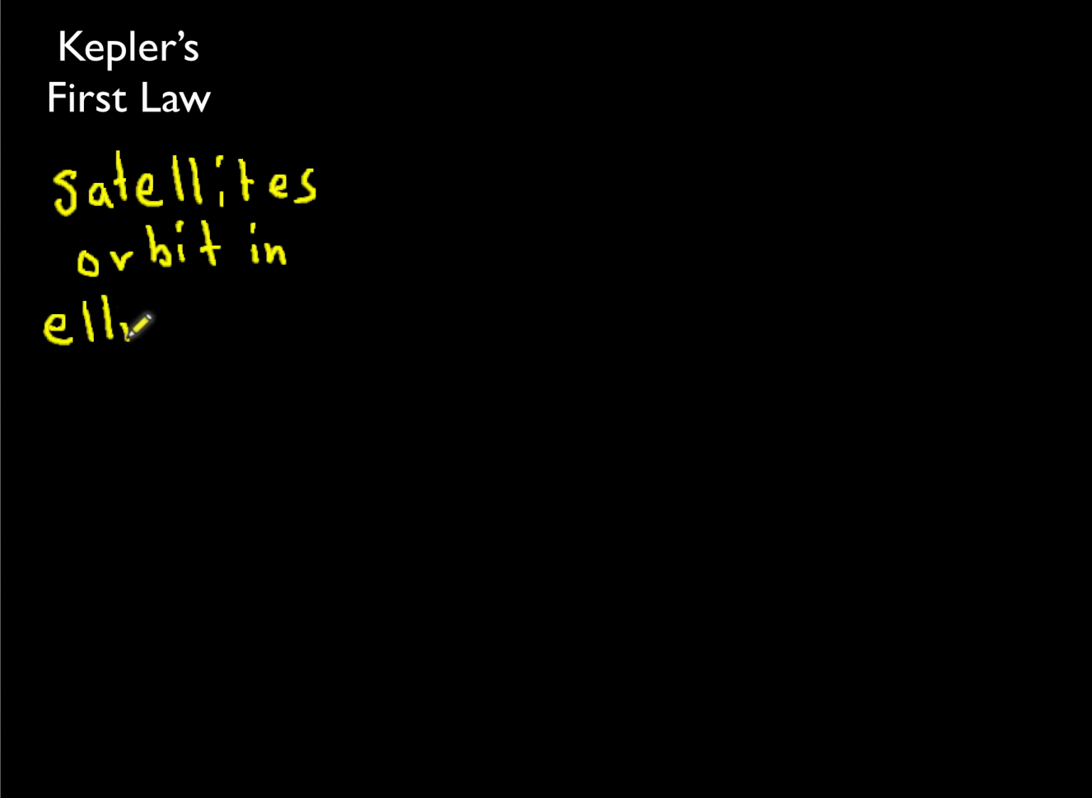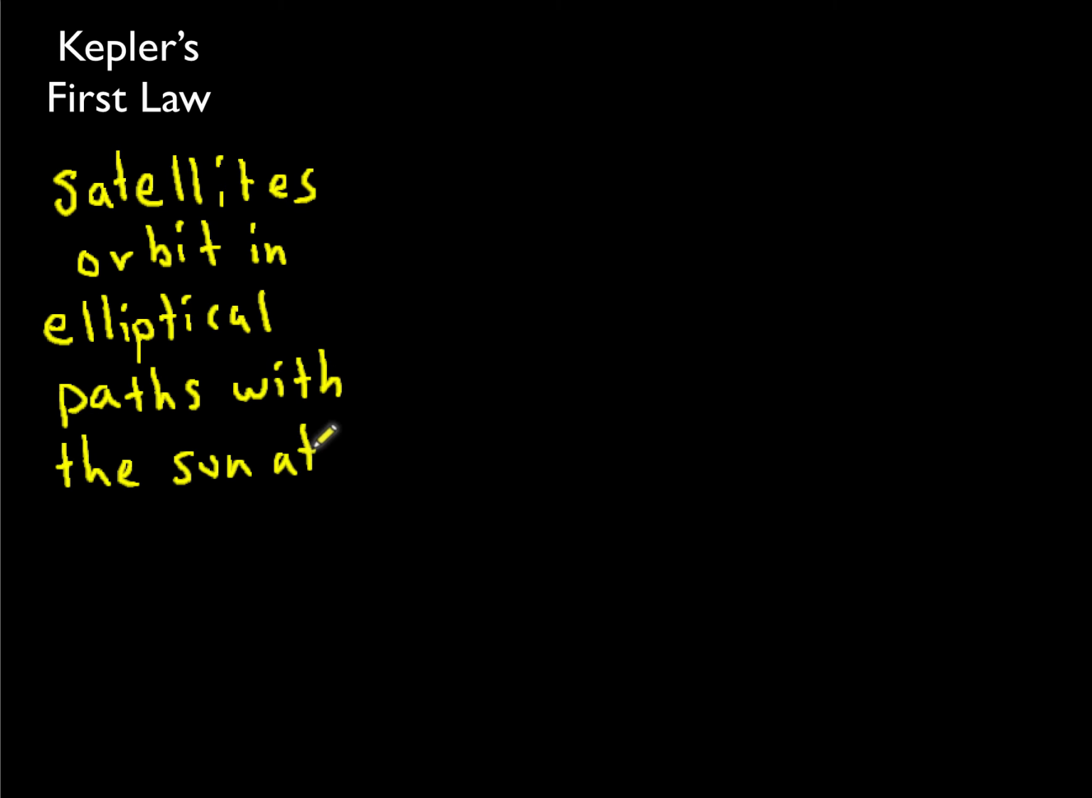Kepler's first law describes the shape of a satellite's orbit. It says that satellites orbit in elliptical paths. So the shape of a satellite's orbit will always be an ellipse, which is a kind of oval, with the sun at one focus.